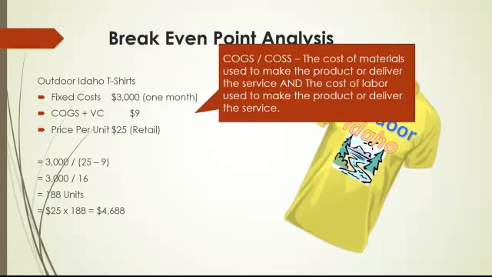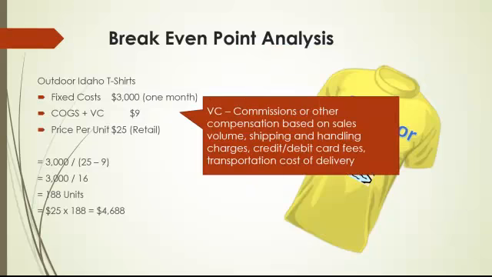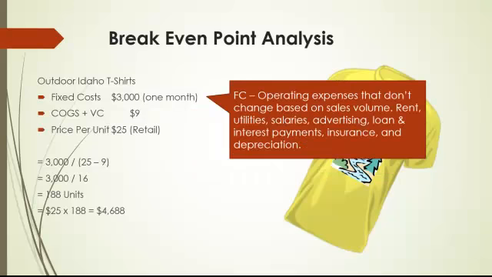Cost of goods sold is the cost of materials used to make the product, and it also includes the cost of labor to make the product. VC is the variable cost, but the commissions and other compensation on the sales, specific sales. They also include shipping and handling, credit card fees, anything that has specifically to do with the sale of the item itself. Fixed cost, those are items that don't change based on sales volume.